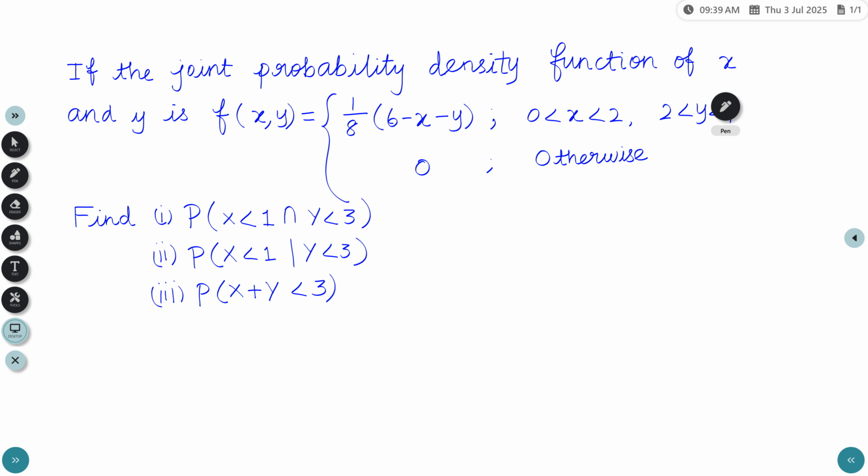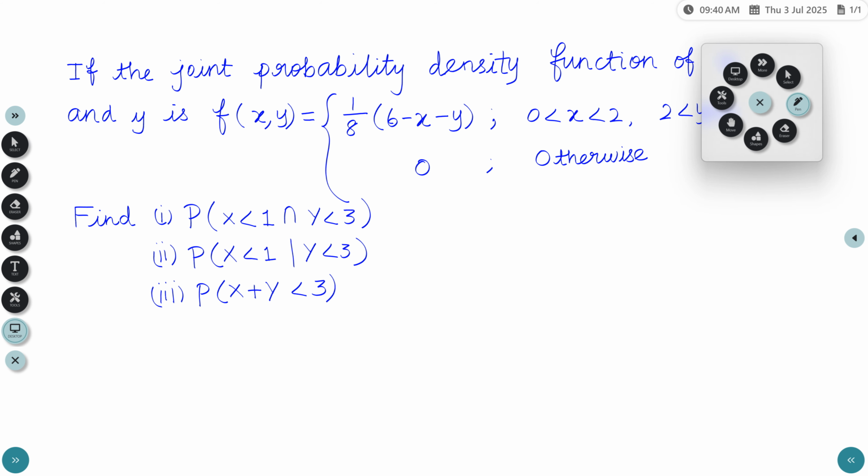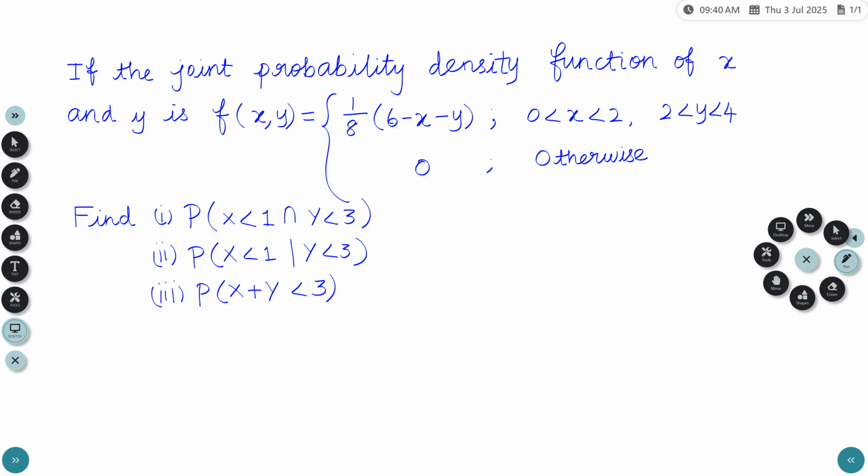So this problem belongs to Module 3, two-dimensional random variables. The problem is: if the joint probability density function of x and y is f(x, y) = 1/8 (6 minus x minus y), where x lies between 0 and 2, y lies between 2 and 4, and 0 otherwise. Find P(X less than 1 intersection Y less than 3).